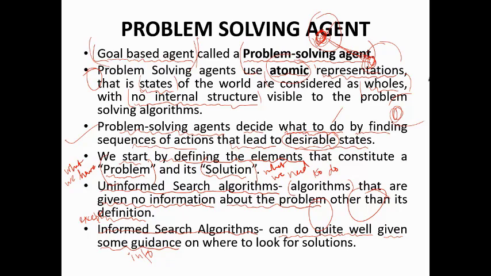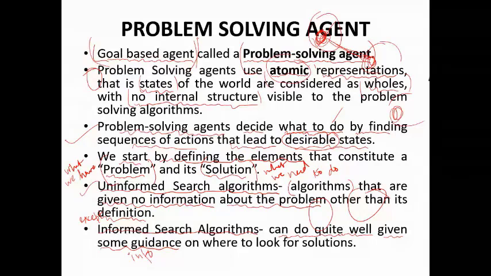Also, problem solving agents decide what to do by finding sequences of actions that lead to the desirable goal state. And the third point was that we start by defining the elements that constitute the problem and solution. So we will see the problem formulations and solution formulations.